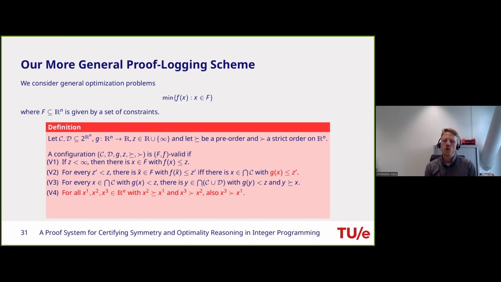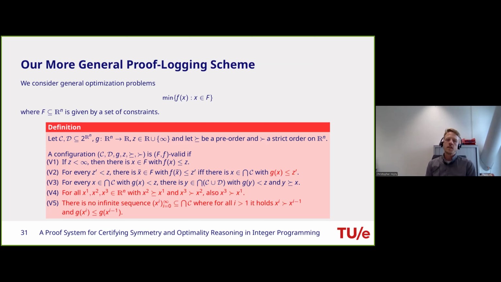Namely, this pre-order and strict order are not allowed to be completely arbitrary. They must be linked, meaning that whenever I have that x2 is not worse than x1 in the pre-order and x3 is better than x2 in the strict order, then I also have a kind of transitivity between x1 and x3 in the strict order. So I need to be able to conclude that x1 is worse than x3 in the strict order. And this naturally holds if the strict order is the strict order that is induced by the pre-order.